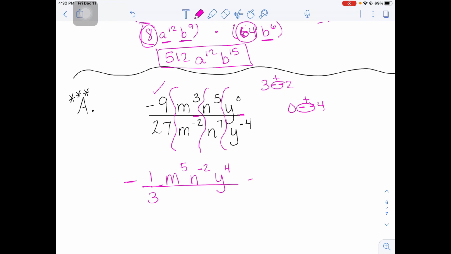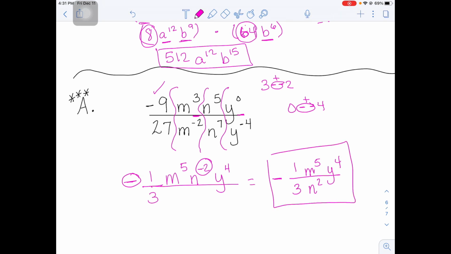Now, let's ask if things are happy or sad. This negative in front of a number does not make it flip. Only a negative exponent. So this stays a whole negative, and we can put it out front or we can put it up with a 1, either way. So that 1/3 is staying just the way it is. M to the 5th is fine. N to the negative 2, not happy. So he moves to the bottom. Y to the 4th stays on top. So here is our final answer.